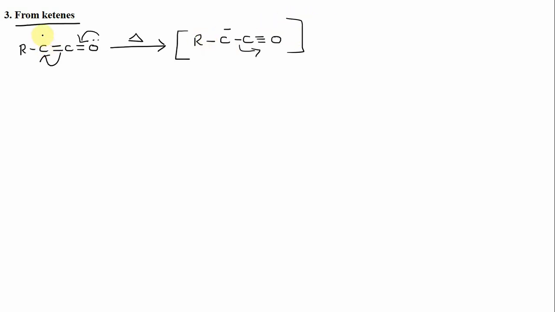So here it should be 1, 2. Suppose here you can put R prime, so R prime over here. So this loses a carbon monoxide molecule to give the corresponding carbene. So they can be generated from ketenes by just heating them.